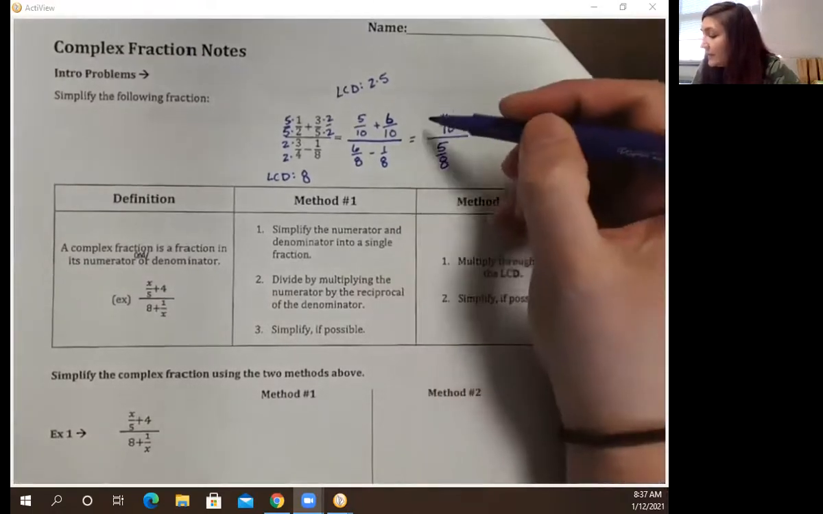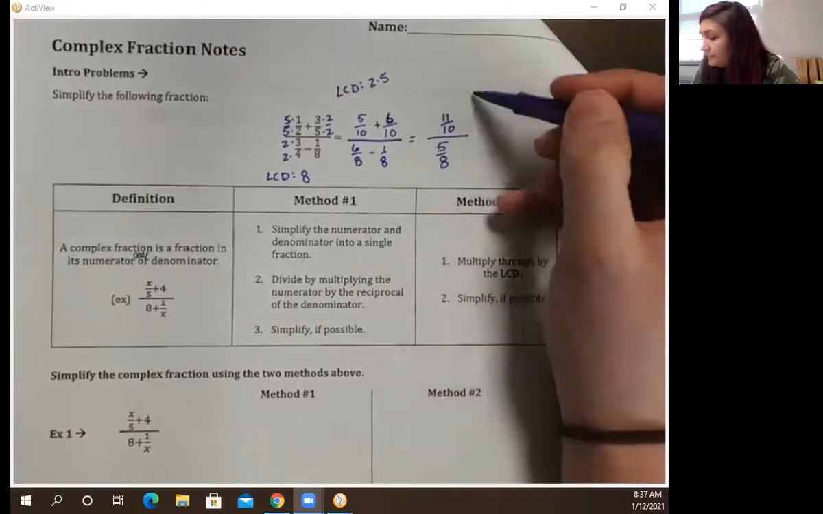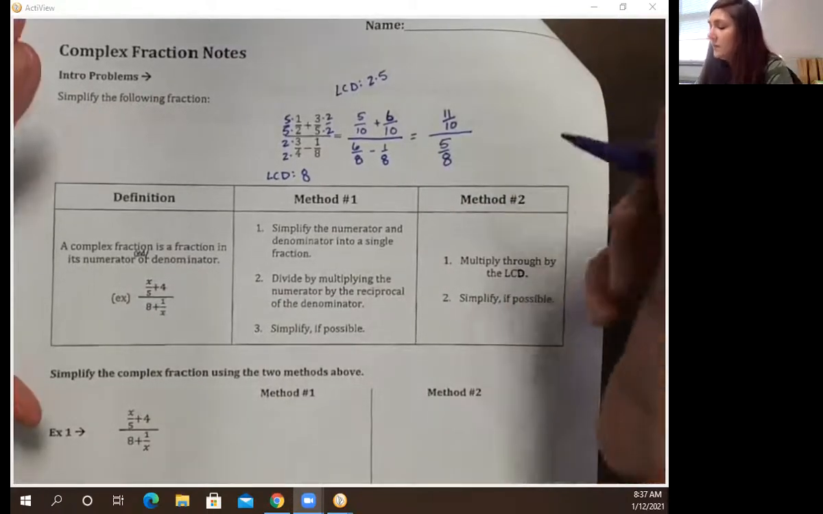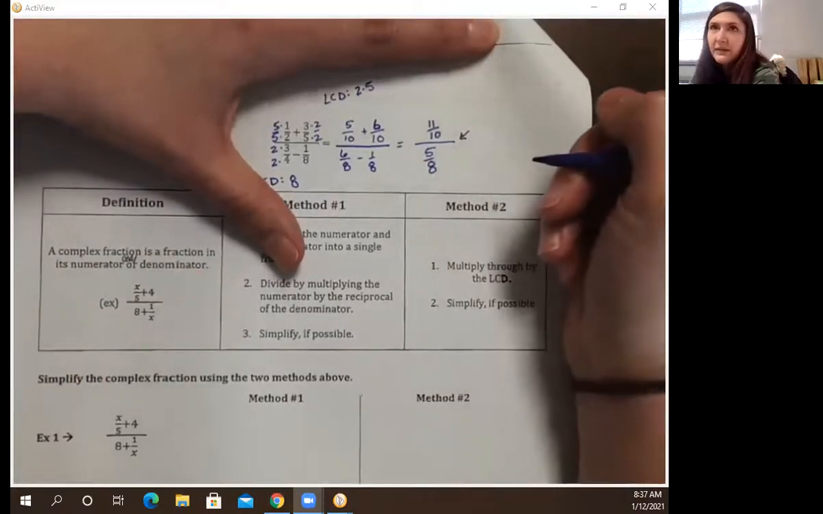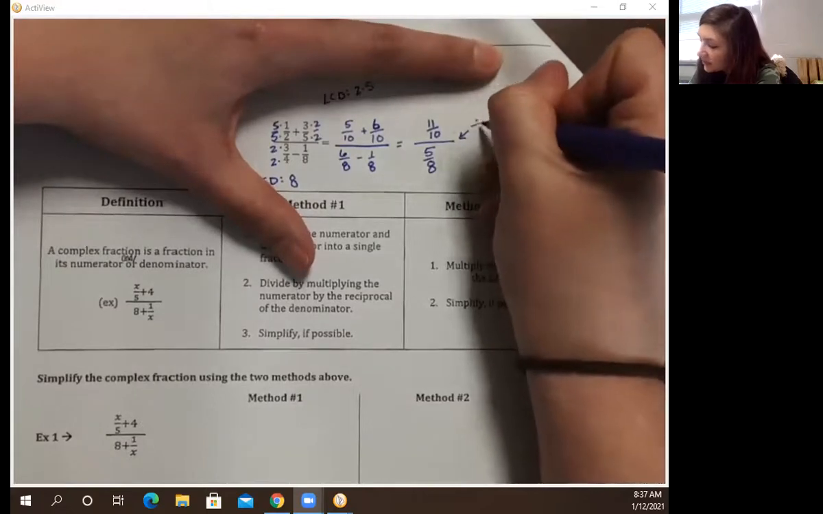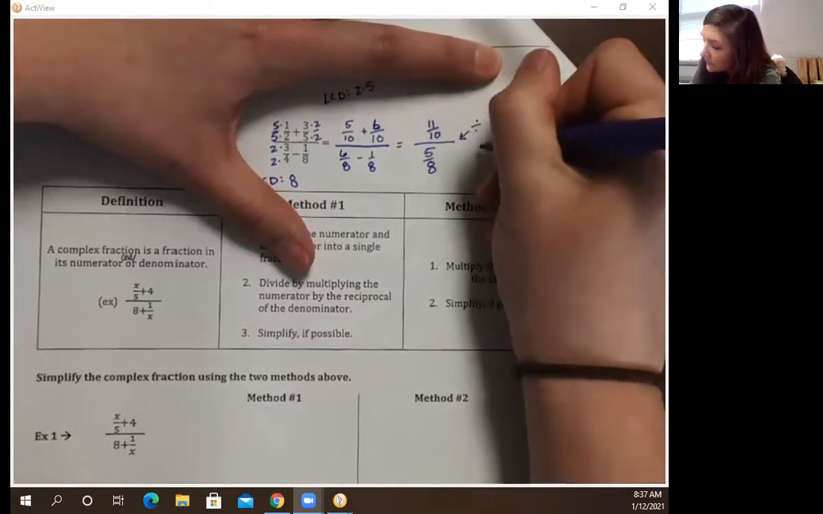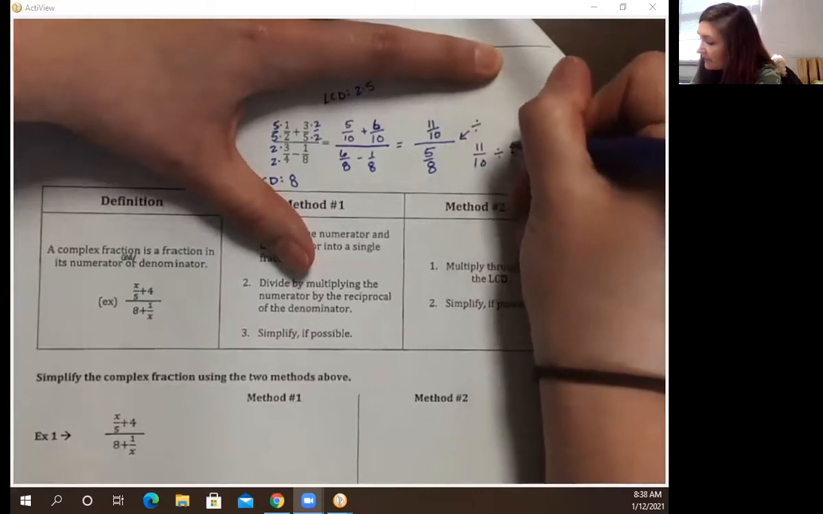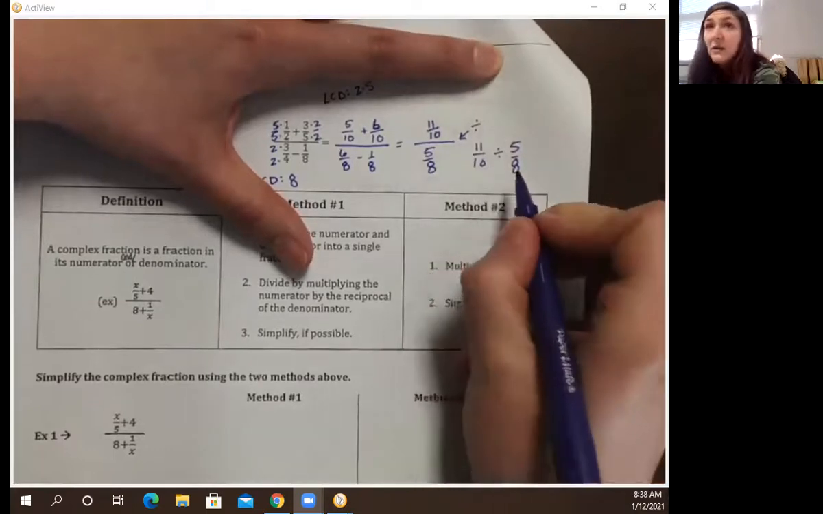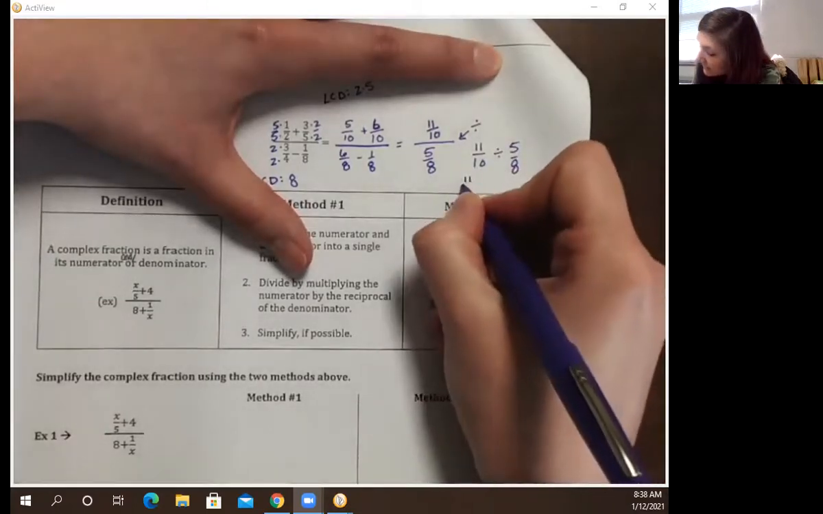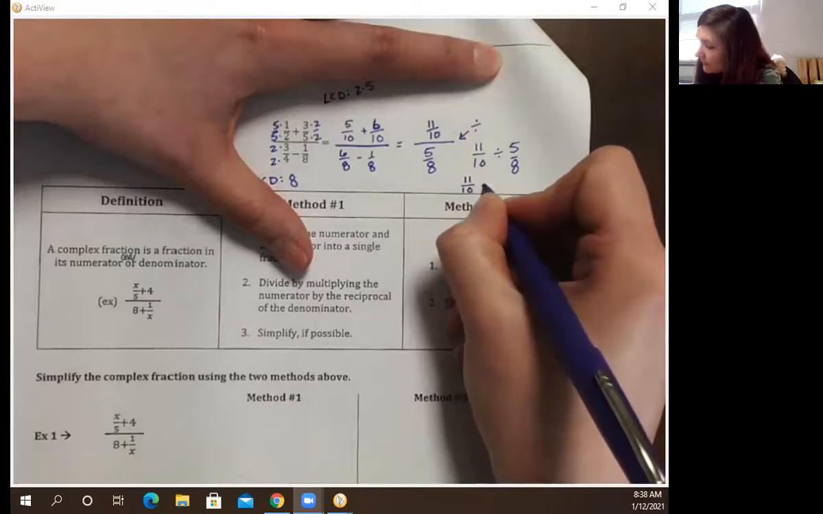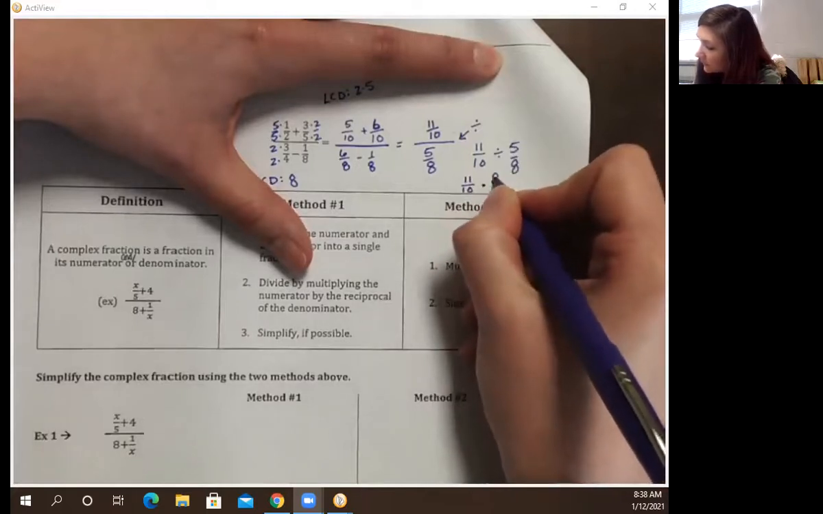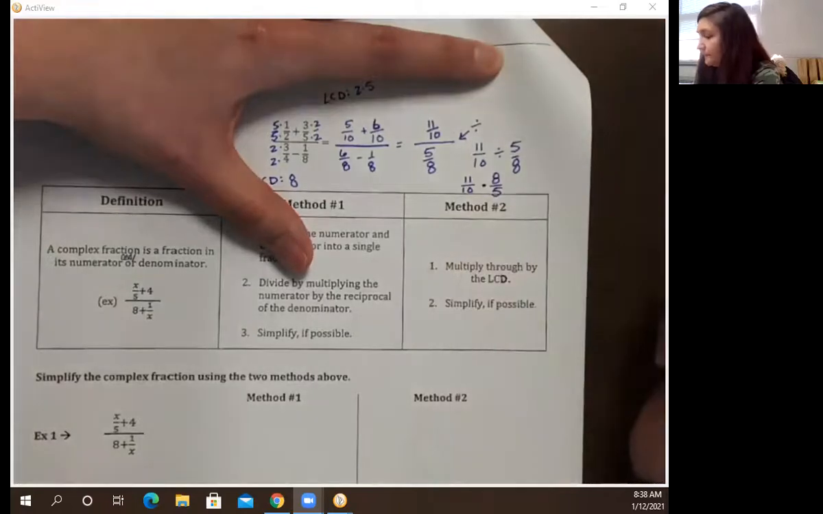So I've simplified the top of my larger fraction, and I've simplified the bottom of my larger fraction. What I need to do now is simplify the big fraction as a whole. So what we're going to do here is treat this not as we would normally think of a fraction, but remember that a fraction is actually representing division. So another way that I could think of this is that I have 11 over 10 divided by 5 over 8. And we know how to divide fractions. We keep that first one the same, and then we multiply by the reciprocal of the second. Now, this is something that we can handle.